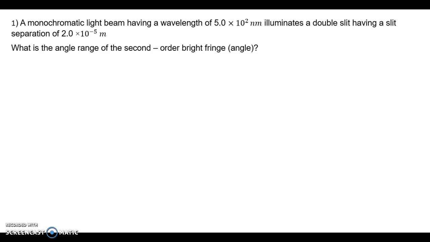Regarding the worksheet I already uploaded to you, we have question number 1, the double slit experiment. A monochromatic light beam having a wavelength of 5 times 10 to the 2 nanometers illuminates a double slit having a slit separation of 2 times 10 to the negative 5 meters. What is the angle range of the second order bright fringe?